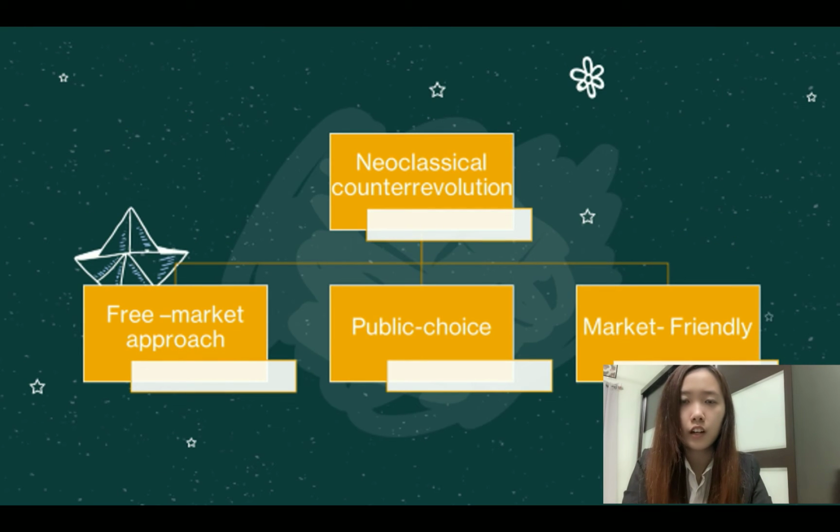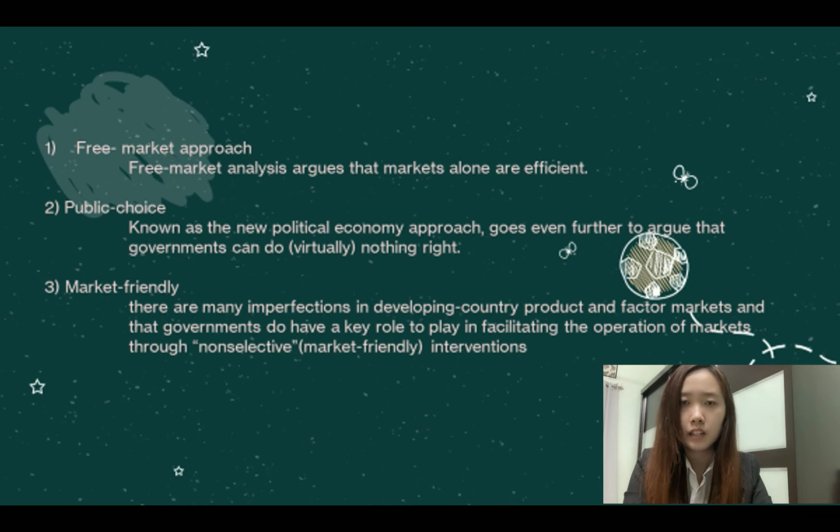Next, the neoclassical counter-revolution can be divided into three components, which are the free market approach, public choice, and market-friendly. Free market analysts argue that markets alone are efficient. It is also a theoretical analysis of the properties of an economic system operating with free markets, often under the assumption that an unregulated market performs better than one with government regulations. Next is public choice. It is also known as the neopolitical economic approach, a theory that self-interest guides all individual behavior, and that governments are inefficient and corrupt because people use government to pursue their own agendas.